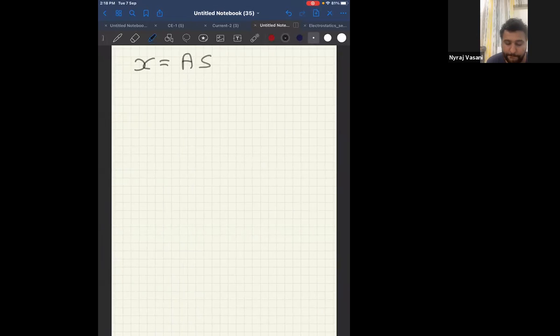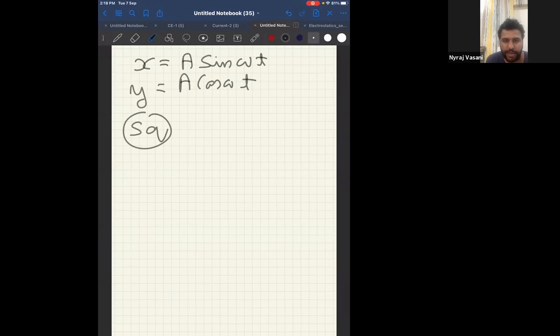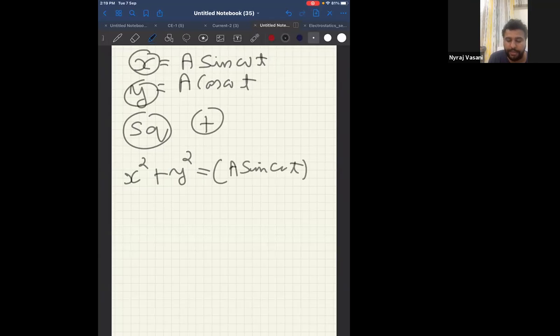What is x equal to? Okay. Now square and add the left hand side and right hand side. See, squaring, don't write, listen. Squaring and adding. What do I do? Squaring and adding. So x square plus y square will become the LHS. Understood how? This square plus this square will be x square plus y square. What will be the right hand side? A sine omega t square plus a cos omega t square, correct?